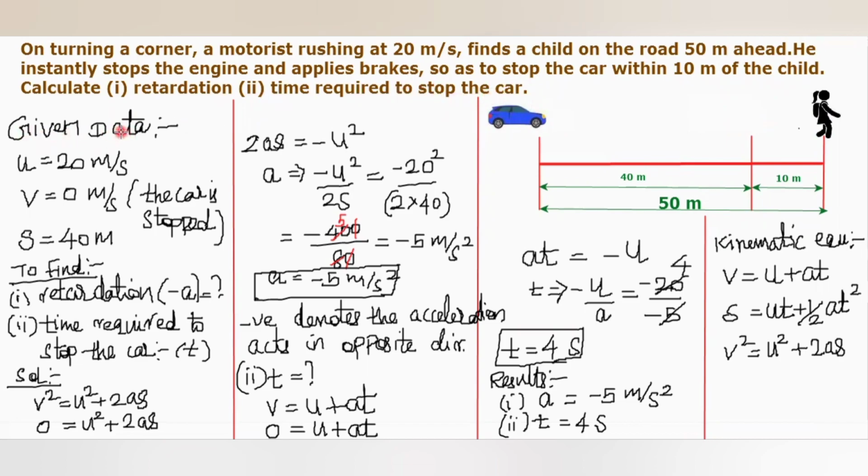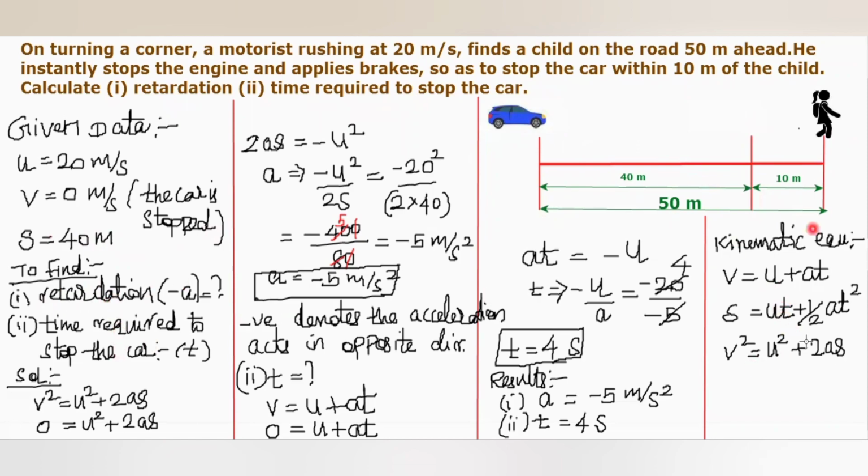Okay, first the given data, the initial velocity 20 meters per second. Here, finally the car is stopped. That's why the final velocity is 0. And initially the car is here when he saw the child, and the car has to be stopped 10 meters before the child. So the distance traveled by the car will be 50 minus 10. That will be 40 meters. We have to find retardation and time required to stop the car.